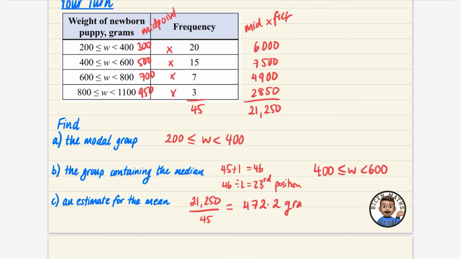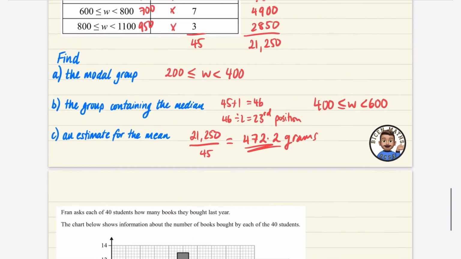472.2 grams. Seems like a reasonable amount for the puppy because we've got this modal group, this median group. Yeah, 472.2, it's not like a crazy number. It looks like it would be contained in that table.